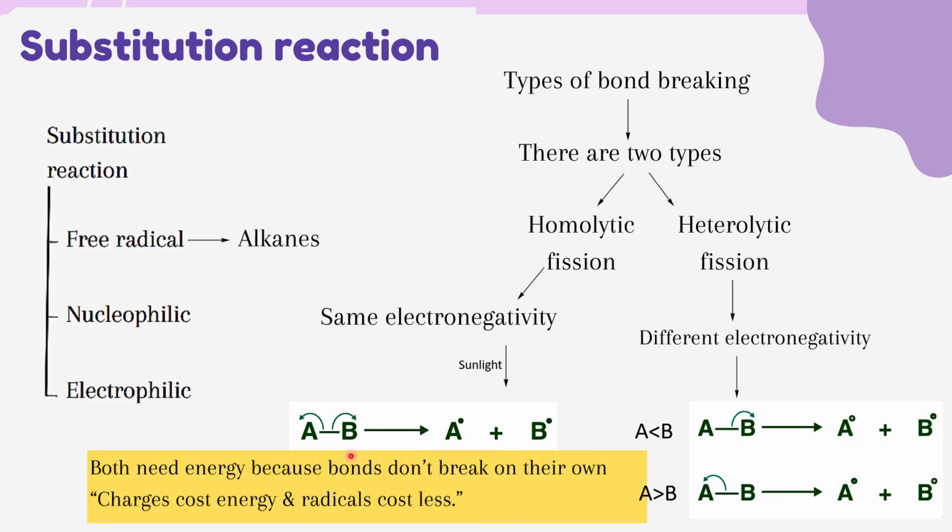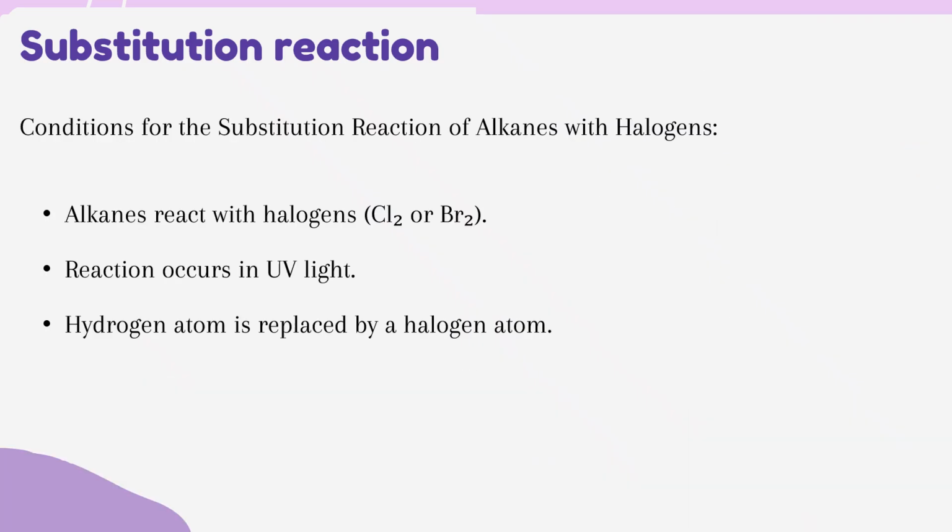Okay. In conclusion, we can say that these two processes both require bond breaking because initially the compound was stable. So in order to break the bond, we have to provide energy. But in case of heterolytic fission, since it results in the formation of cation and anion, it requires more energy than homolytic fission. So our alkanes undergo homolytic fission, okay, because the atoms have the same electronegativity.